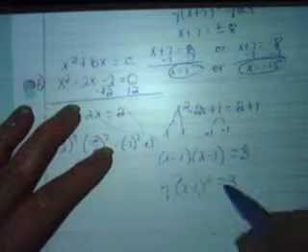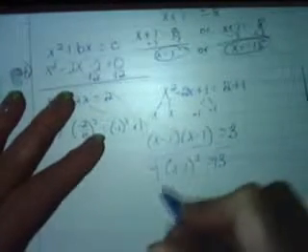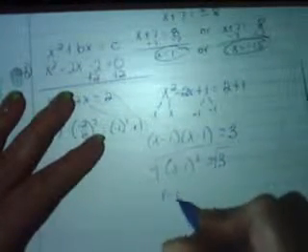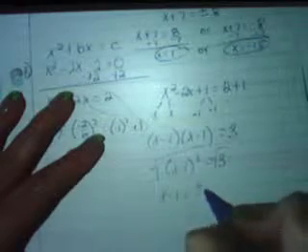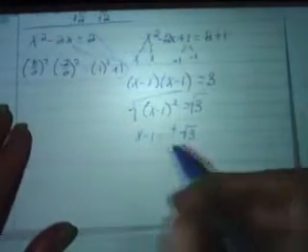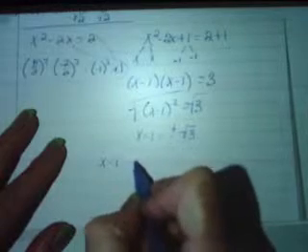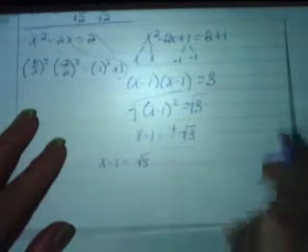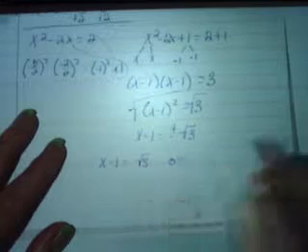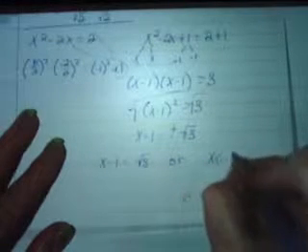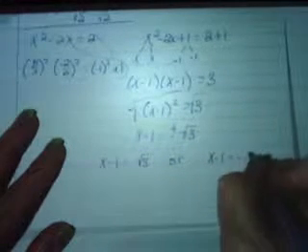Square root each side to get rid of the squared. So I have x minus 1 equals plus or minus the square root of 3. Now write your two different equations to solve this. First equation is going to be x minus 1 equals positive square root of 3, or x minus 1 equals negative square root of 3.